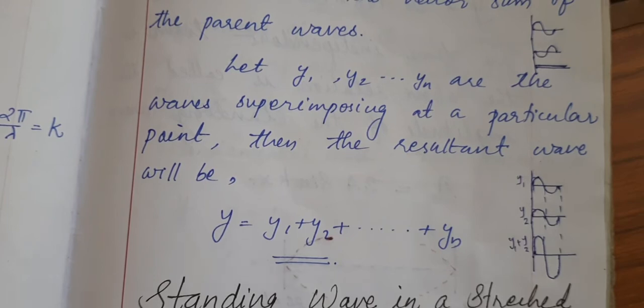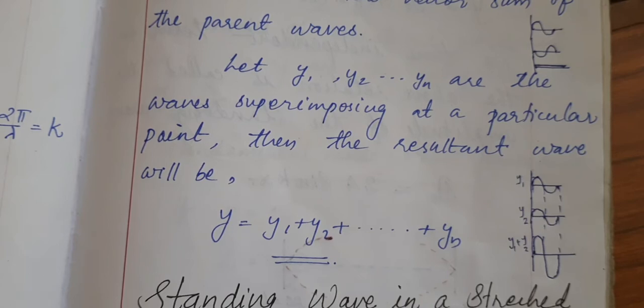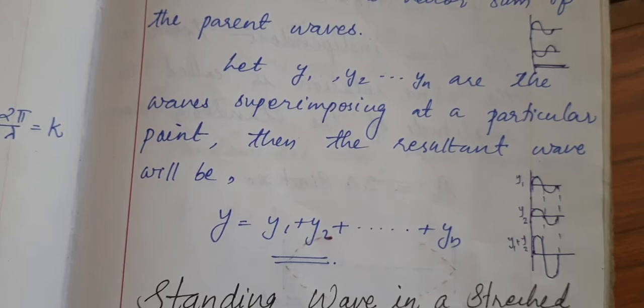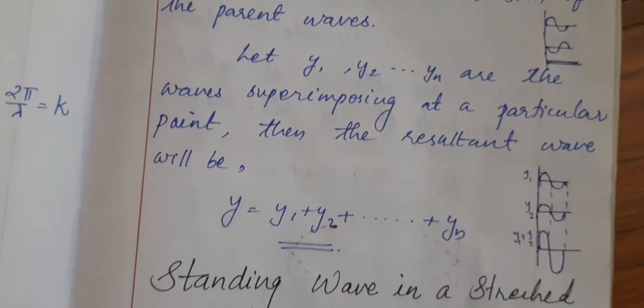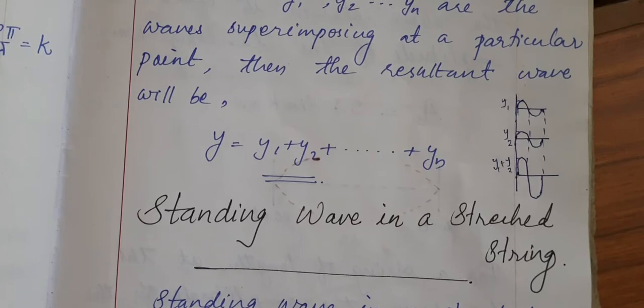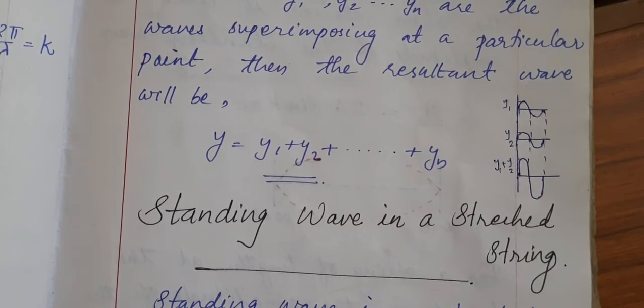Now this principle can be used to explain waves propagating in a string. You have a stretched string and a wave is formed in that. Suppose you give a boundary for that wave, that means the string has a starting point and an ending point, and those two are fixed. In that case, a special wave called a standing wave is formed. That standing wave is what we are going to discuss today: standing waves produced in a stretched string.